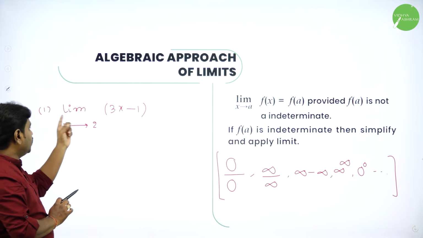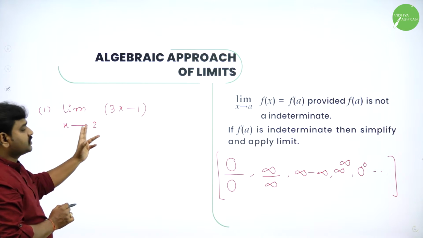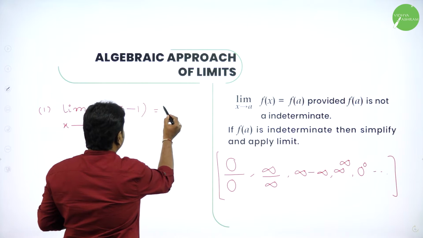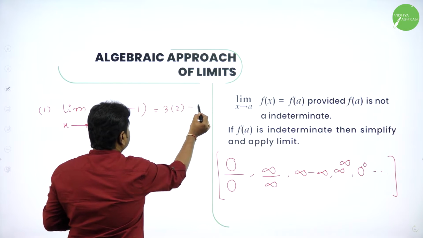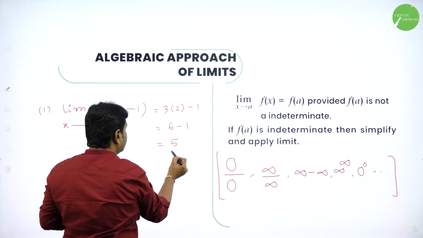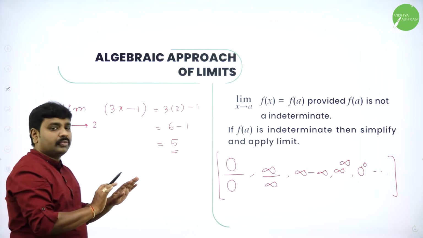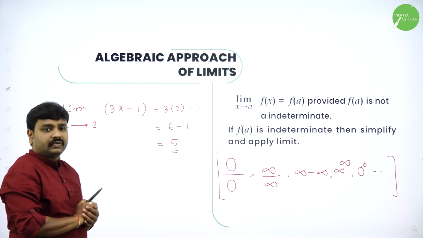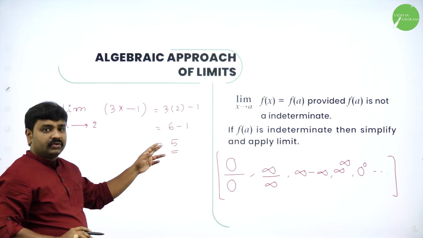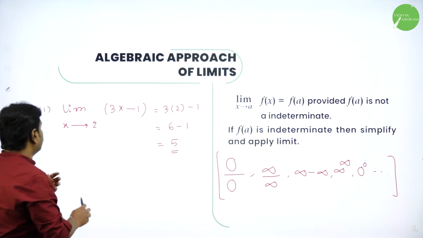How to read this? Limit x tends to 2 of 3x minus 1. What is the meaning? Simple. In the place of x put 2. That is 3 into 2 minus 1. All of you know 3 twos are 6, minus 1, 6 minus 1 is 5. You are getting a finite value, therefore no problem. We call this L. It is not indeterminate. Now one more problem I will take.